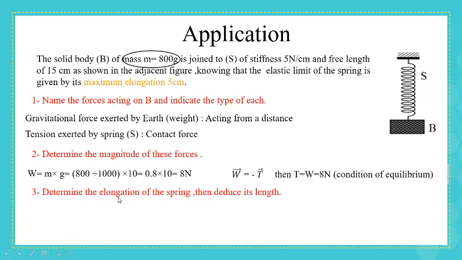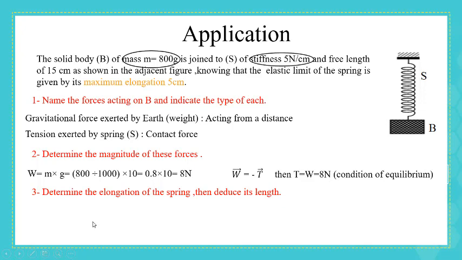Number 3, determine the elongation of the spring, then deduce its length. To find the elongation of the spring, that means the delta L, you have to think about Hooke's law, T equals K delta L. It's given the stiffness K, and we found from number 2 the magnitude of the tension, that is 8 Newton.